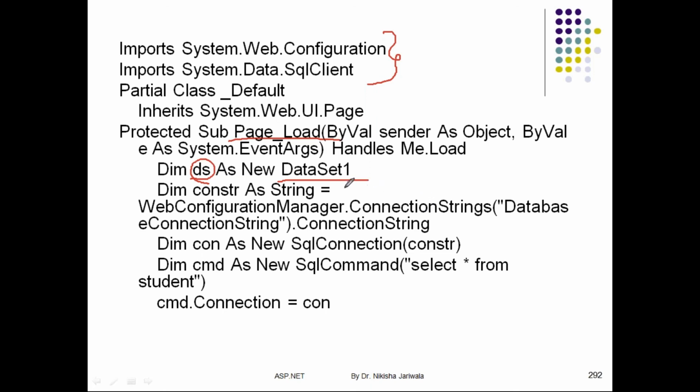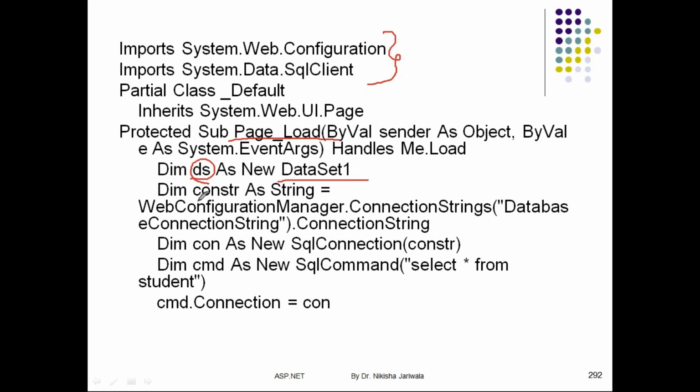That's why, instead of the DataSet class, I need to specify DataSet1, which is the name of the dataset which I gave at the time of its creation, when I right clicked on the website within Solution Explorer and selected Add New Item.